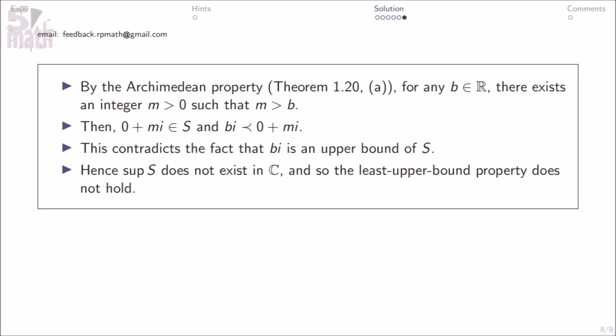By the Archimedean property, theorem 1.20a, for any b in real numbers, there exists an integer m greater than 0 such that m is bigger than b. Then, 0 plus mi is in S, and bi precedes 0 plus mi. This contradicts the fact that bi is an upper bound of S. Hence, the supremum of S does not exist in C, and so the least upper bound property does not hold.